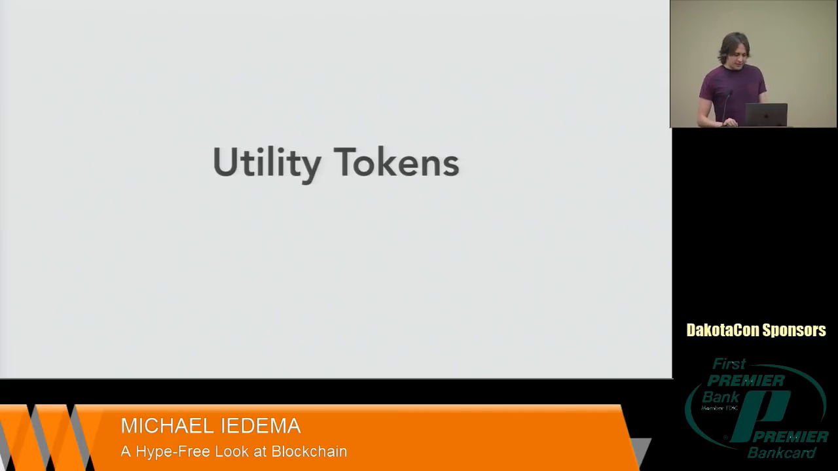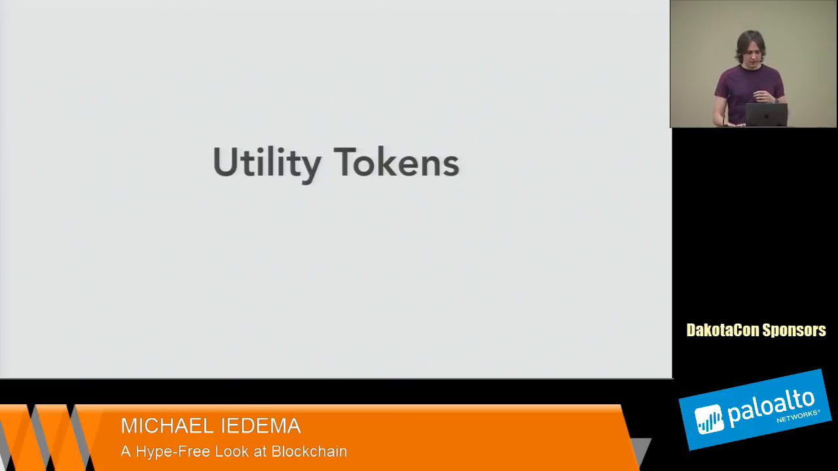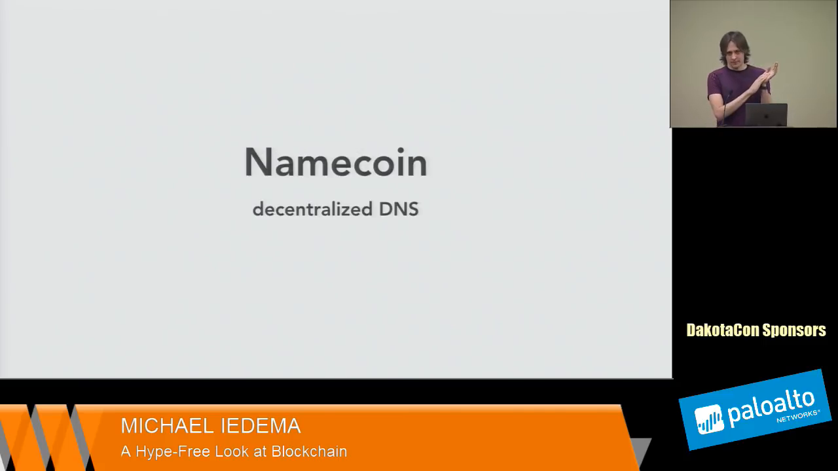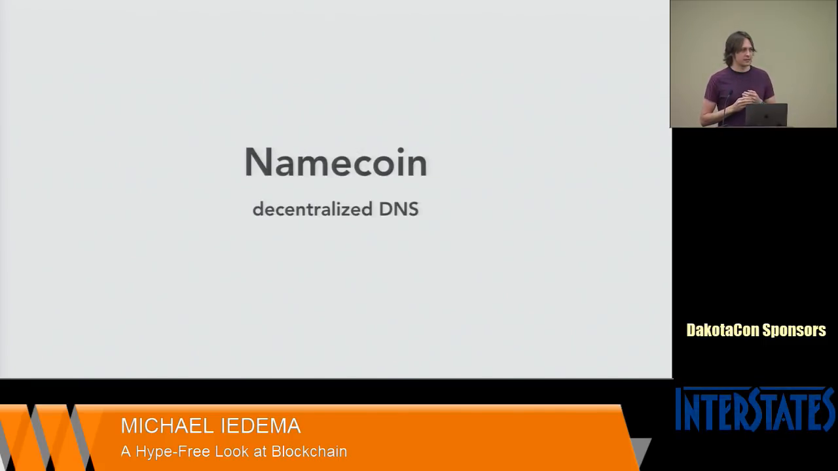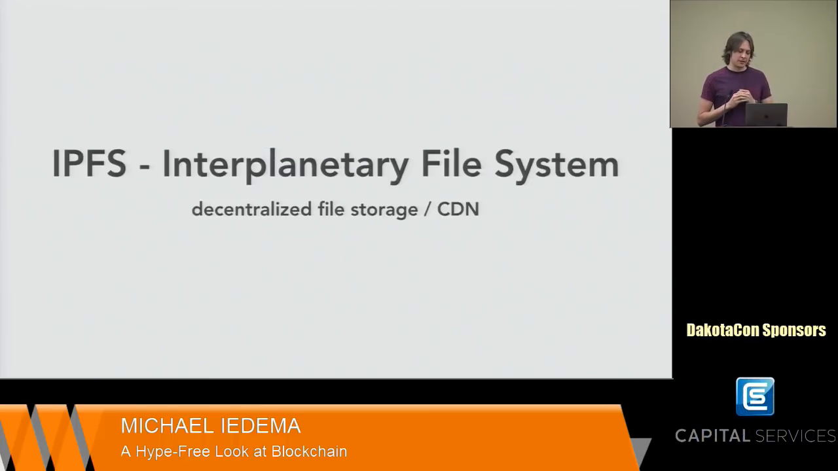Utility tokens. This is kind of where I'm interested in. I think you'll kind of see the utility of them. Haha, the utility. Namecoin. This is decentralized DNS. It's an implementation of DNS that's completely decentralized. So nobody can take over, nobody can put false information. It's a trusted DNS that's distributed all over the world and can be relied upon to resolve names. Pretty cool.